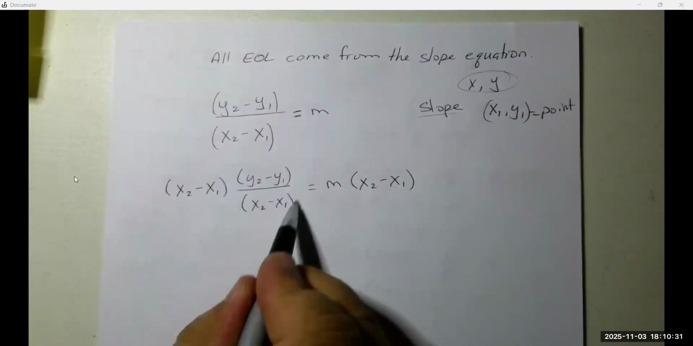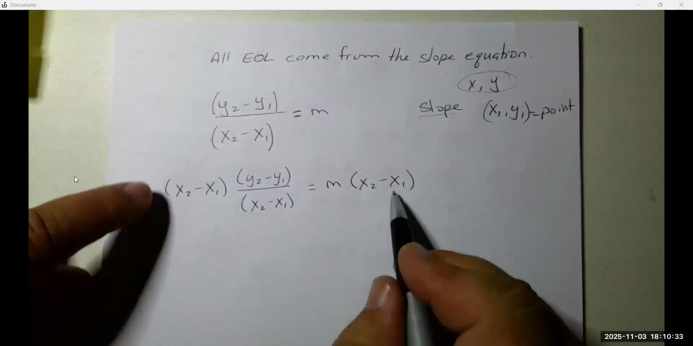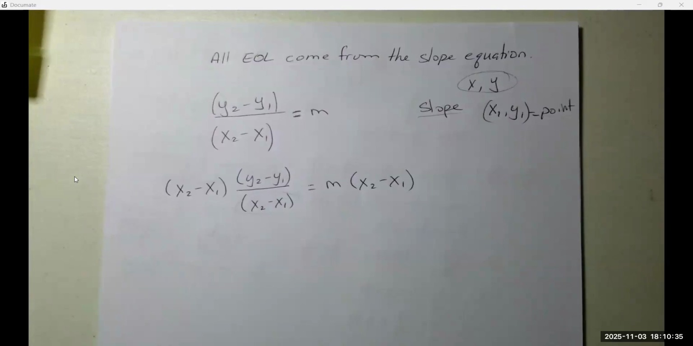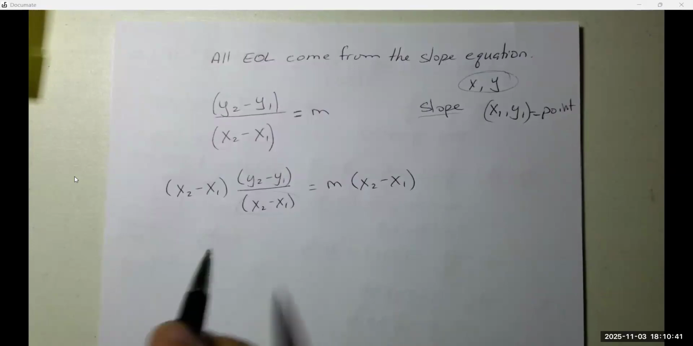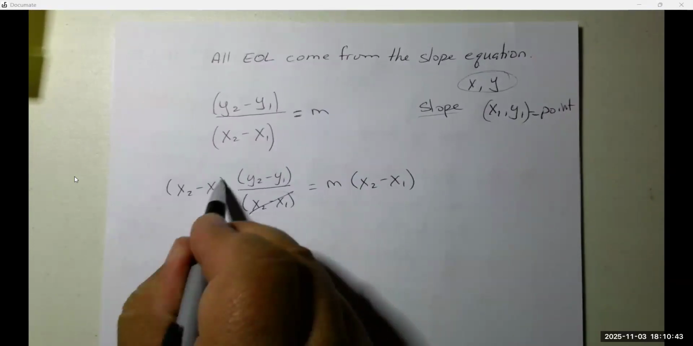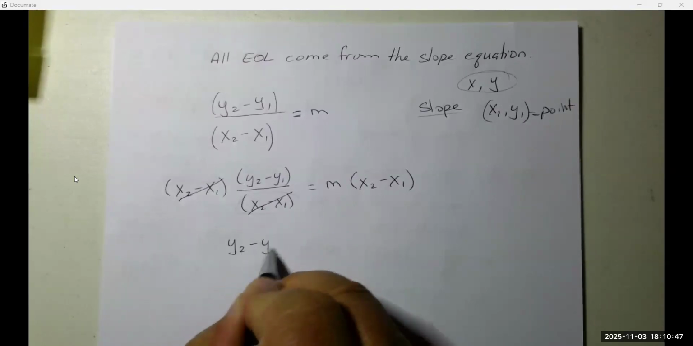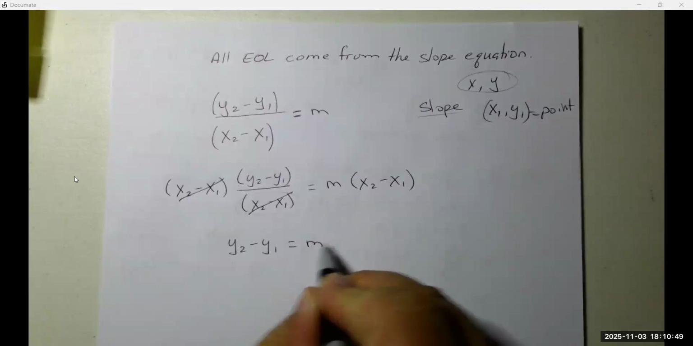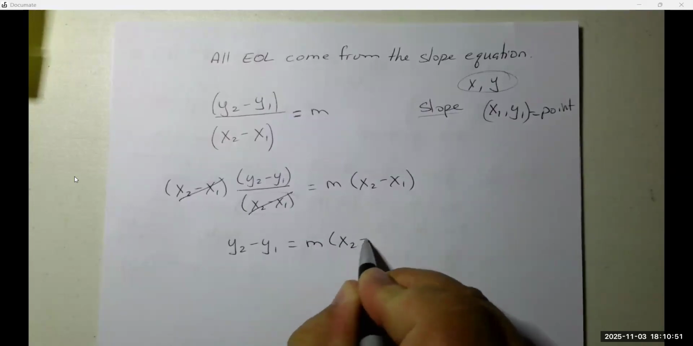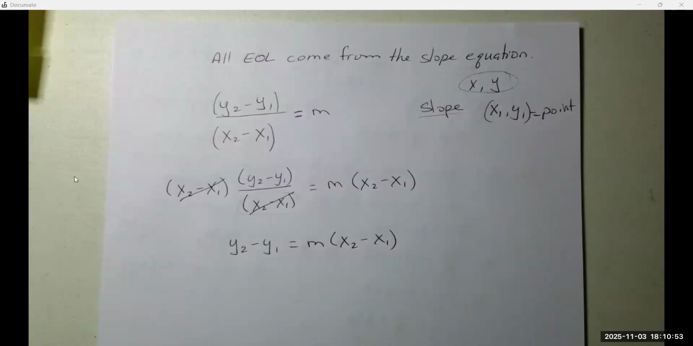So here's our denominator. We're going to get rid of that. So we multiply both sides by the denominator, the LCD, least common denominator, because we want to get rid of the fraction. So this and that cancel, leaving us with y2 minus y1 equals m times x2 minus x1.